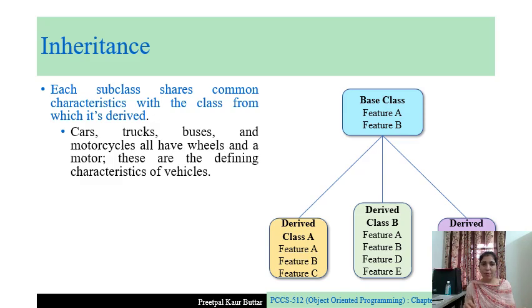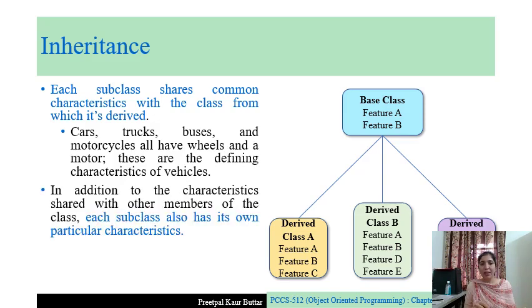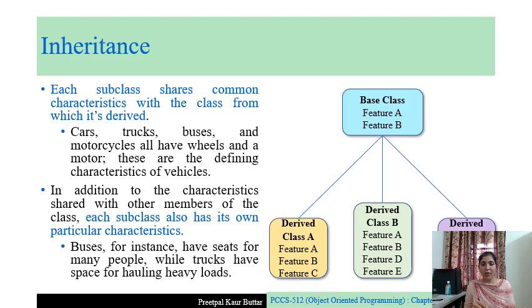Derived class A contains a new feature C, B contains a new feature D and another feature E, and C contains a new feature F. Similarly, cars, buses, trucks and motorcycles all have wheels and a motor. These are the defining characteristics of vehicles. In addition to the characteristics shared by other members of the class, each subclass has its own particular characteristics. Buses, for instance, have seats for many people, while trucks have space for hauling heavy loads.